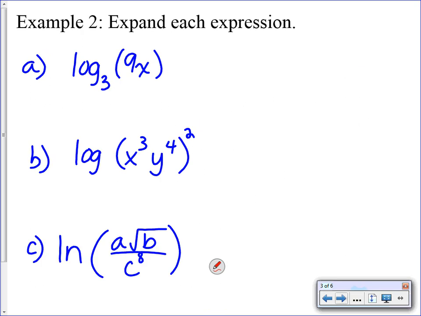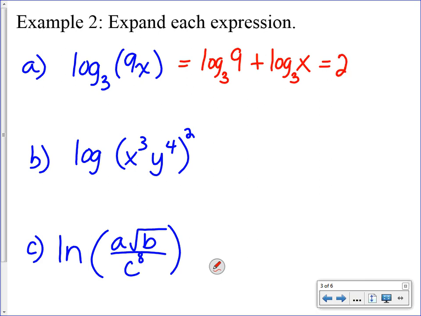Okay, we can also use these properties to expand logarithms into a sum or difference. So in example A, we have log base 3 of 9 times x, 9x. So we could expand that into log base 3 of 9 plus log base 3 of x. And then we could evaluate log base 3 of 9. That would equal 2, because 3 squared equals 9. So this just becomes 2 plus log base 3 of x.